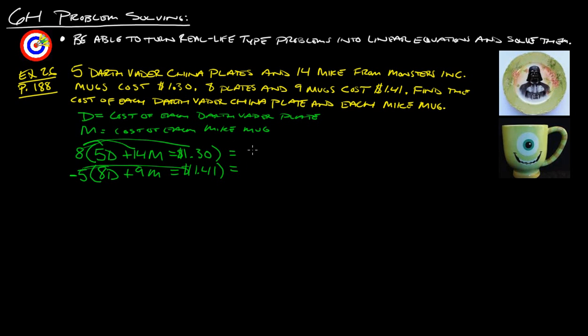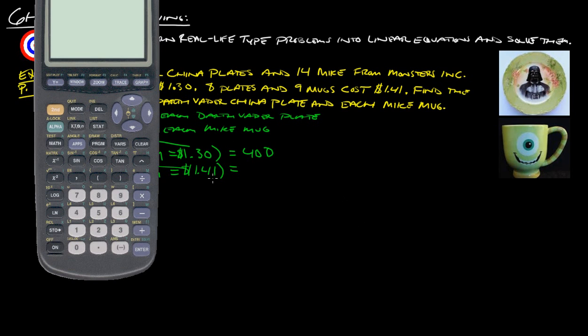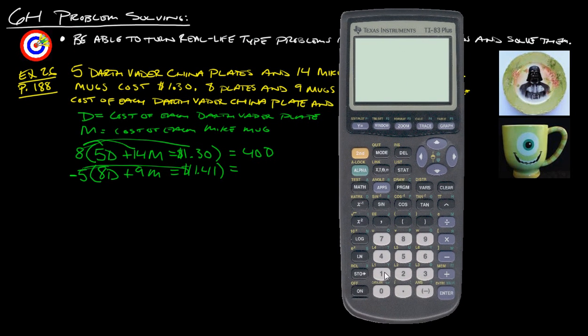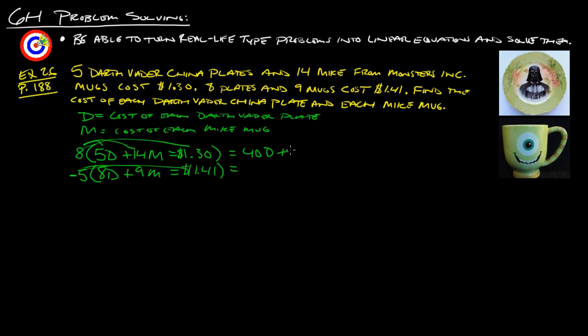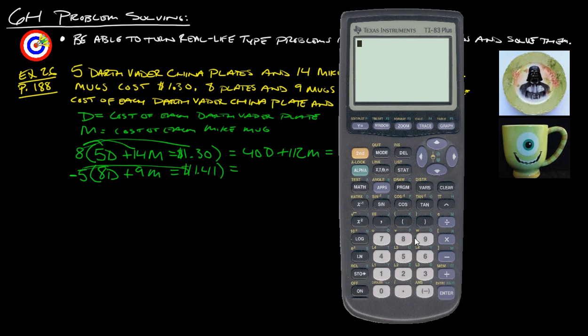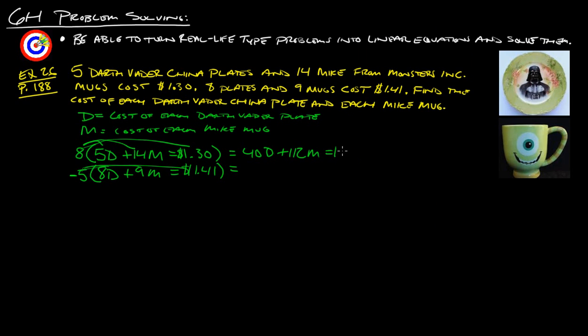Okay, so when we do that, 8 times 5D gives us 40D. 8 times 14 gives us 112, so 112M equals, and then let's do 8 times $1.30. 8 times 1.3 gives us 10.4.